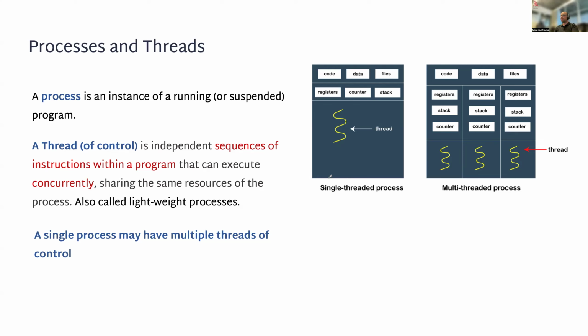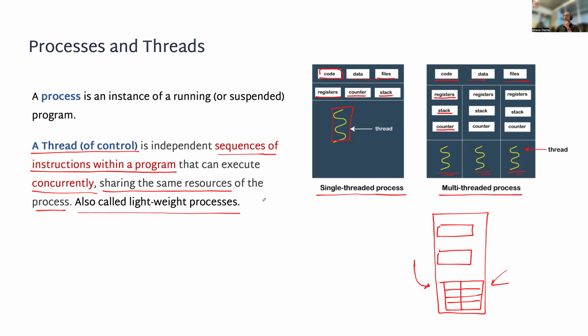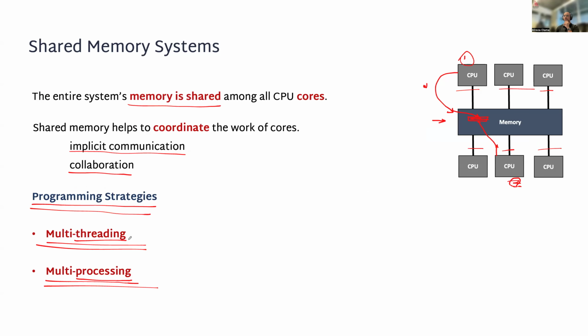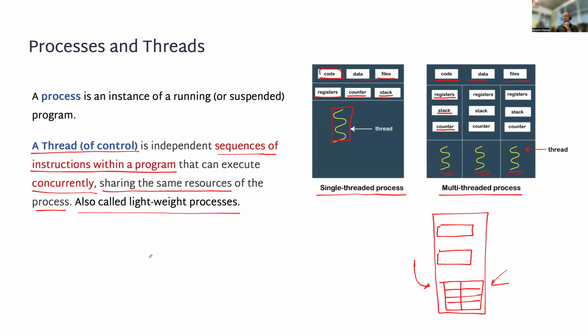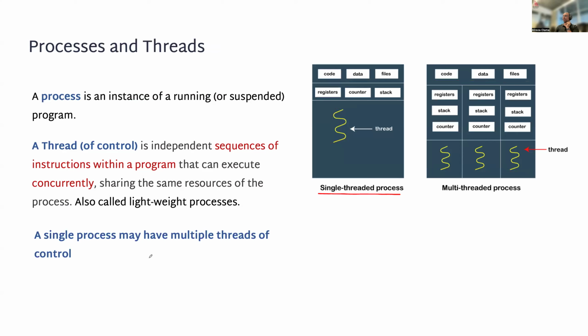There are also other differences, but in this course, at least in the shared memory programming part of the class, we mostly talk about multi-threaded programming. But when it comes to distributed computing architecture, what we do is multi-processing programming. Okay. All right. Any questions so far?